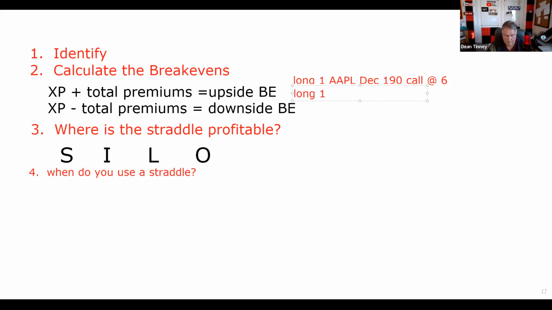So I'm going to go long on one Apple December 190 put at 6. So test question number 1, can you identify it? Is it a spread? Is it a condor? Is it a butterfly? Is it an alligator? Is it a flamingo? What is it?